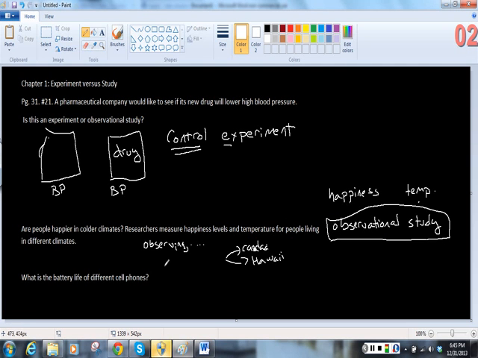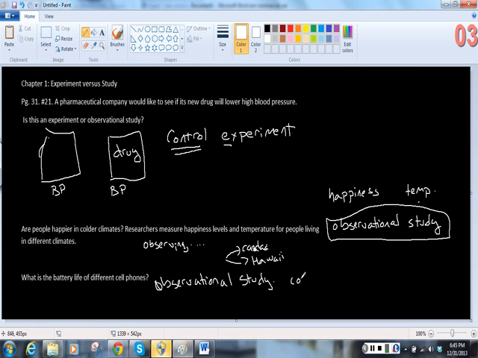And this one, what is the battery life of different cell phones? This is kind of tricky. A student was just going to take a bunch of different cell phones, measure the battery life, and compare the actual battery life. You'd think it could go either way. There are ways you could do an experiment on battery life, but in this case, she just wanted to measure what she saw. So this one was an observational study. She was just going to get a bunch of phones and witness what the battery life was.